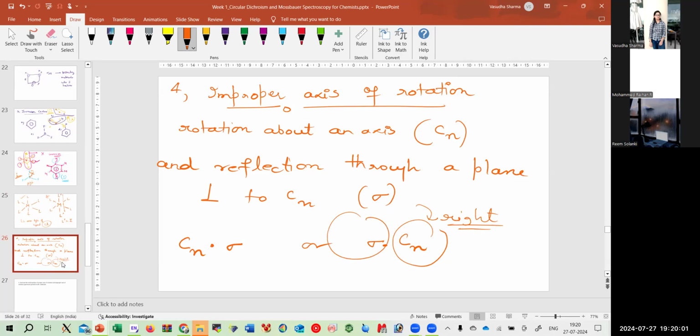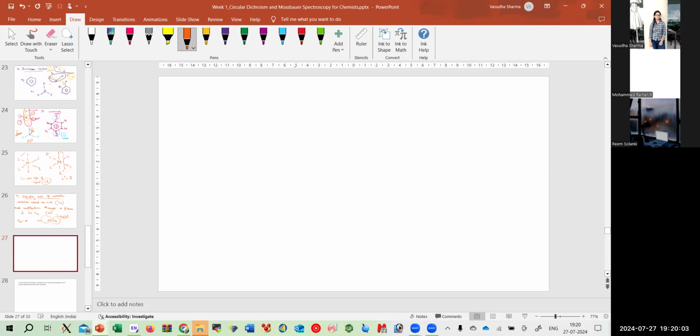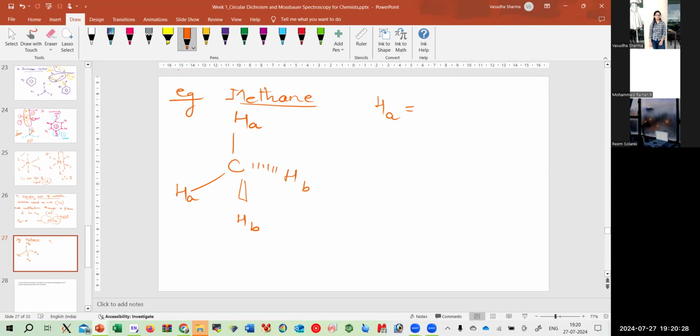Now, if you consider a very known example, the methane molecule. So methane structure is, so you have this methane. We are considering this as HA, this as HA, this is HB, and this is HB. So here the two HA are in plane.